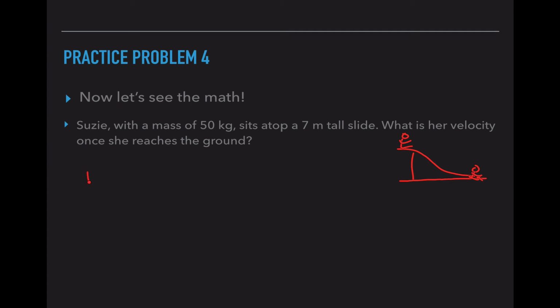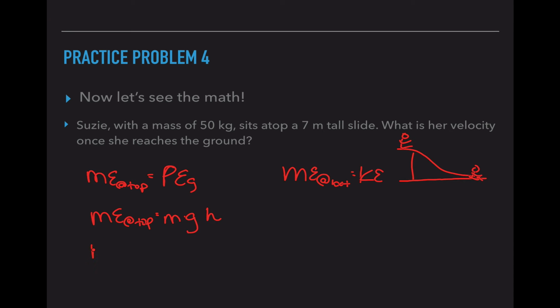So I'm going to write mechanical energy at top and mechanical energy at the bottom. At the top, she only has potential energy due to gravity. Because if we had our bar charts, at this point she is not moving, there is nothing elastic present, so it is only PEG. The mechanical energy at the bottom, her height is 0, there is no elastic energy present, would be only KE. So ME at the top is mass times gravity times height.